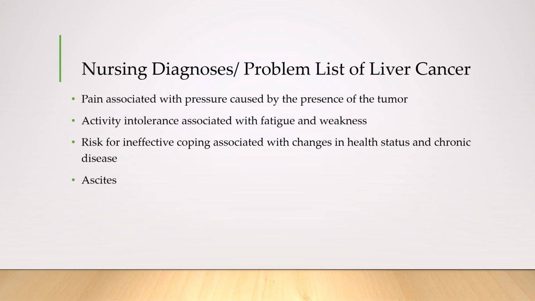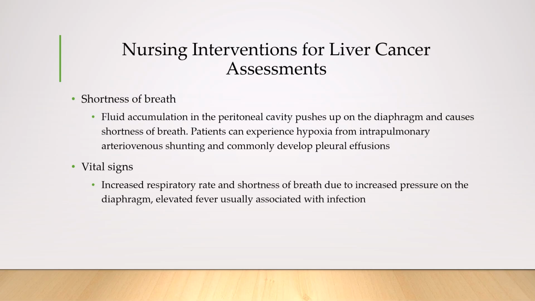Some nursing diagnoses and a problem list for a patient with liver cancer. Pain associated with pressure that is caused by the presence of the tumor. Activity intolerance associated with fatigue and weakness. Risk for ineffective coping associated with changes in the health status and chronic disease process, and ascites. So, some nursing interventions for the patient with liver cancer.